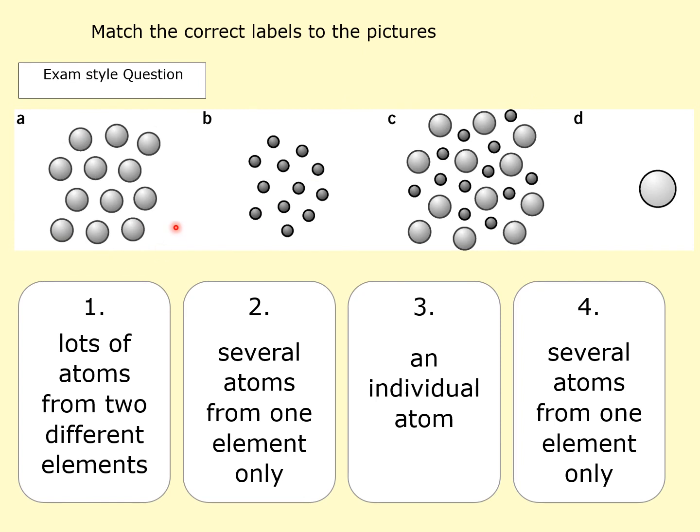So A could match up with 2 or 4 because you can see that they're all the same type of atom in A, so that must be an element. Same deal for B, that could match up with 2 or 4. There's several atoms from 1 element only because they're all the same type of atom. C, we've got two different types of atoms here, so that matches up with 1 because they're two different types of atoms. There must be two different elements. And D matches up to number 3. It is an individual particle.